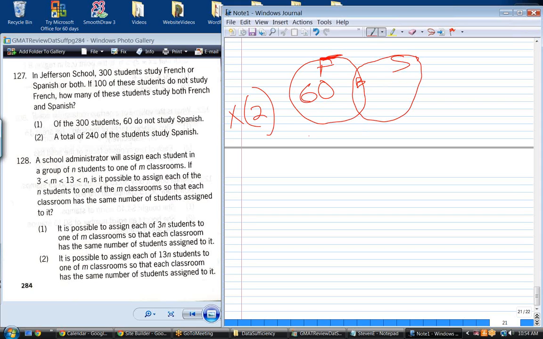So for certain, we have 100 students that do not study French, so they necessarily study Spanish. And by the same token, statement 1, 60 do not study Spanish, so they must study French. So yeah, I forgot about that other information in 1. 100 students do not study French. Maybe I better go back and rethink the second one here.